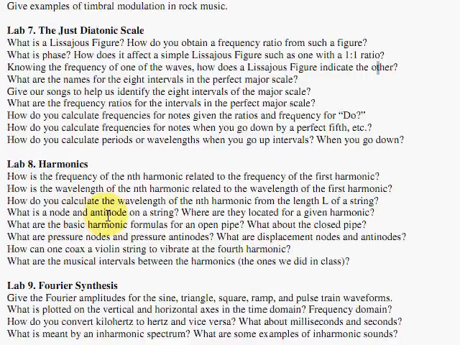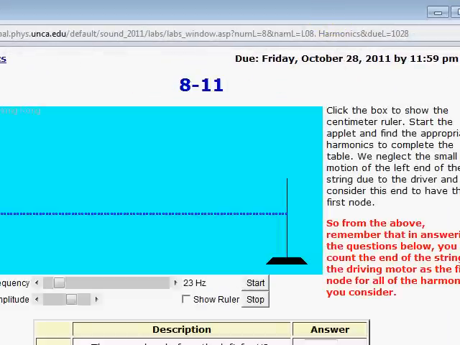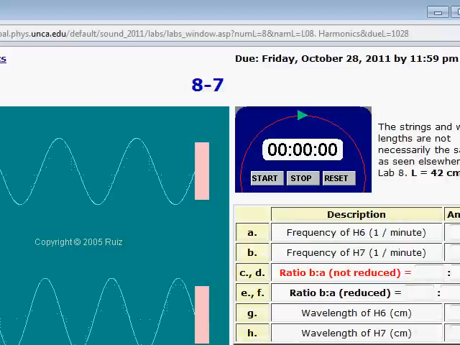What is a node and antinode on a string? A node is a point that doesn't move. So when that string is vibrating up and down, the node does not move. Let's go find one here. We'll go to the harmonics, and we'll click around and see if we can find something wiggling. Let's go ahead and, there you go.